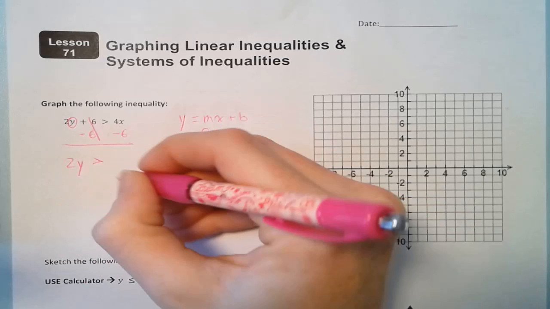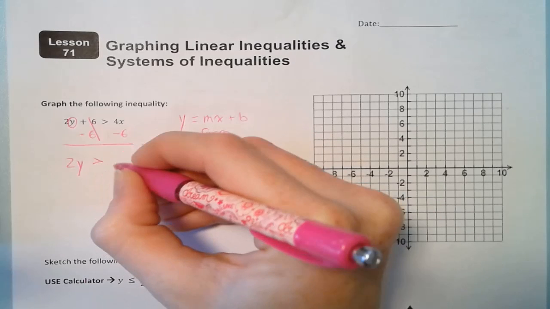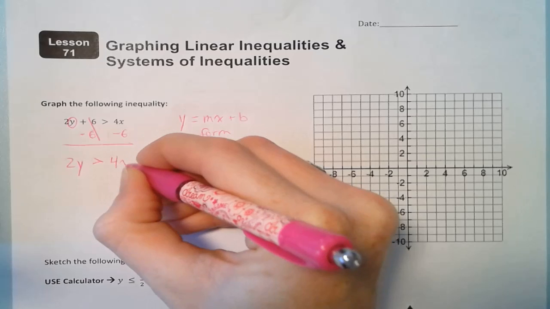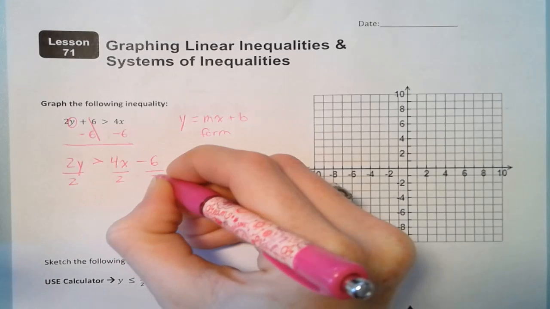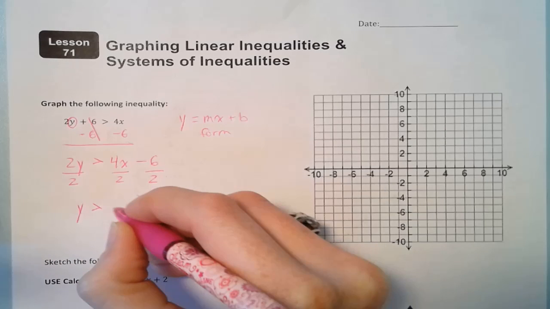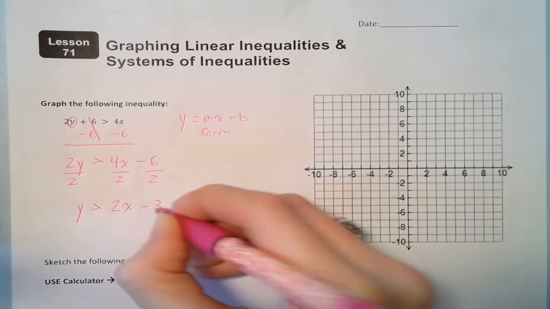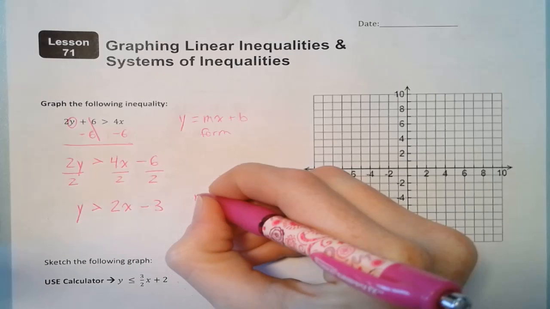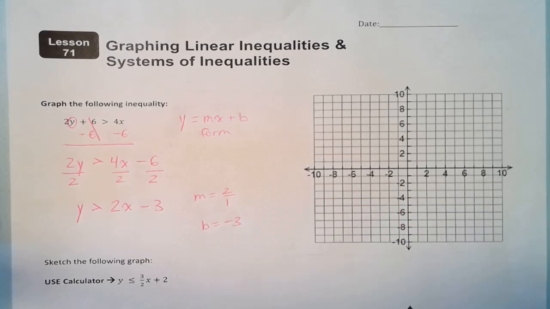Again, really important to be really present when you're writing your answer and not write an equal sign by accident. It's a very common mistake. Everybody gets divided by 2 to get y by itself. And then when I divide 4 divided by 2, I get 2x, and 6 divided by 2, I get 3. And there we have it. So I'm still going to write my slope and my y-intercept. And that's what I'm going to start with.